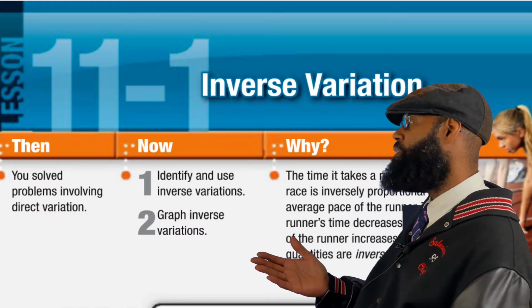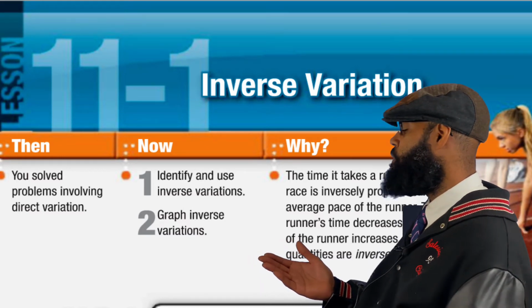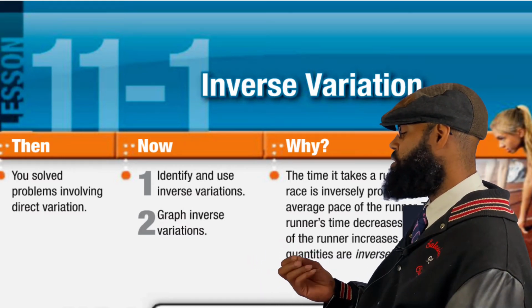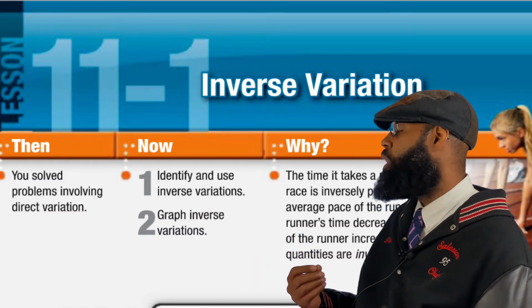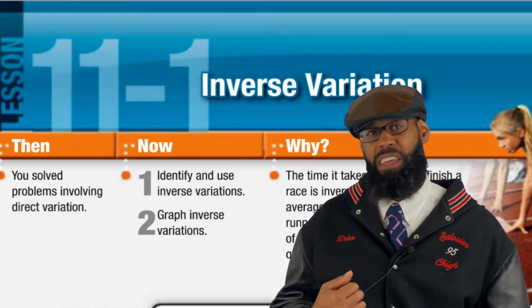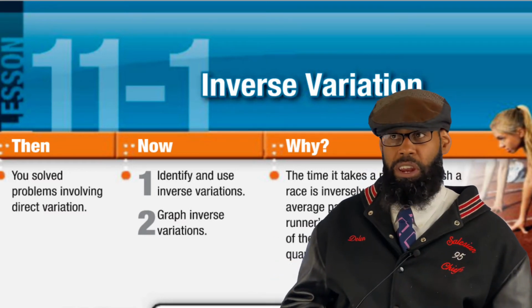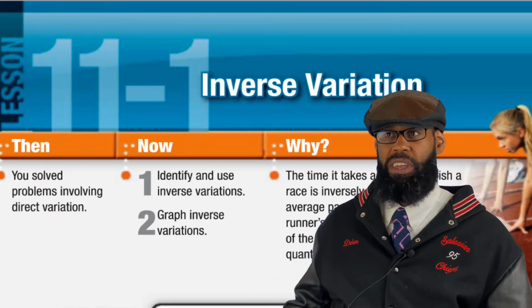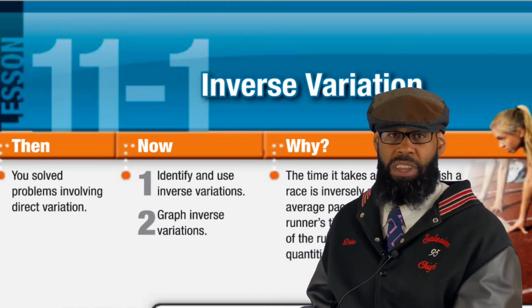We've got chapter 11, lesson 1, inverse variation. The first objective that they have is identify and use inverse variation. Second is to graph inverse variation. So inverse variation. You're going to hear people say inverse is the opposite. You're going to say inverse variation is a combination of direct versus indirect.